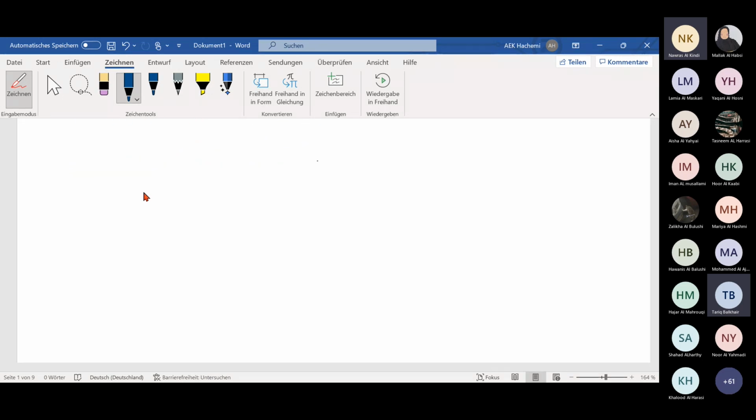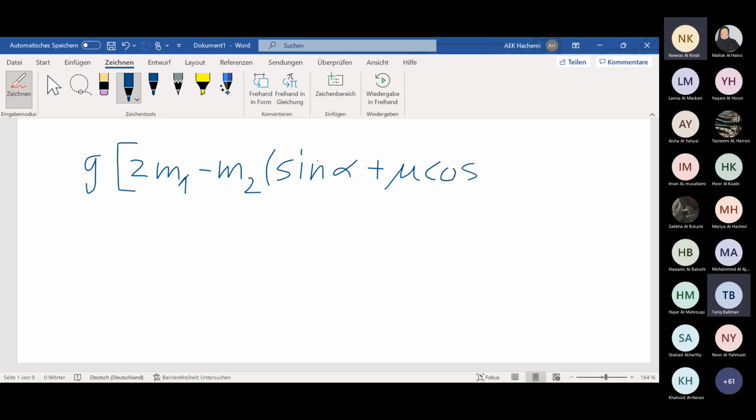Then we get here G multiplied 2 times on M1 minus M2 sine alpha plus mu cosine alpha.